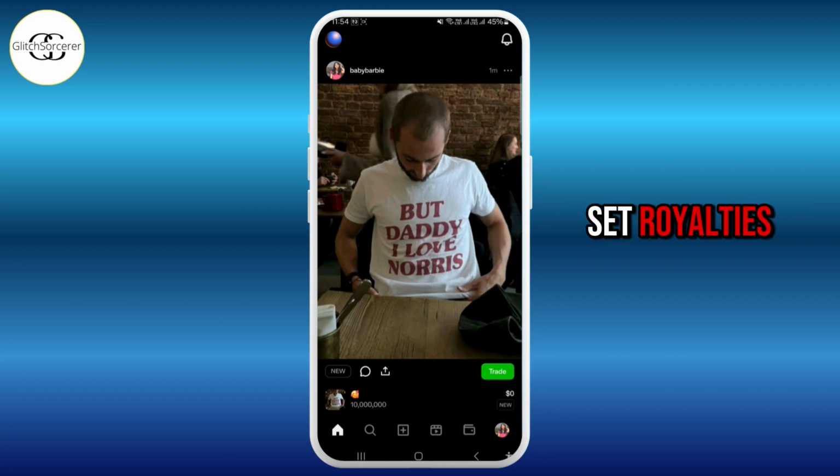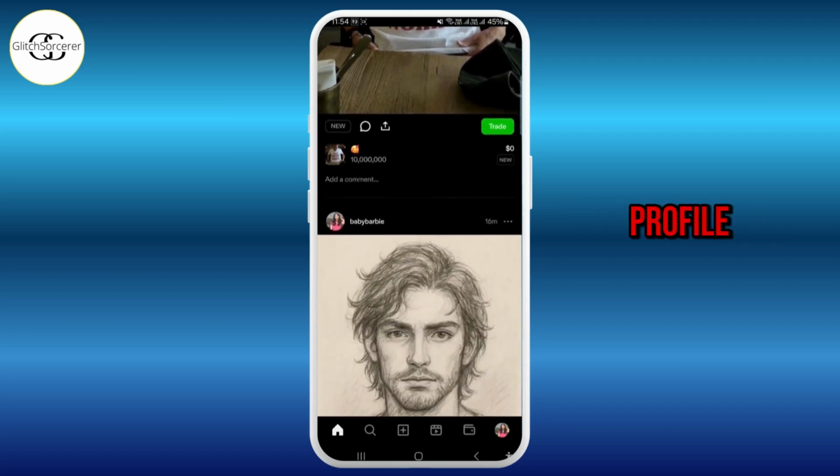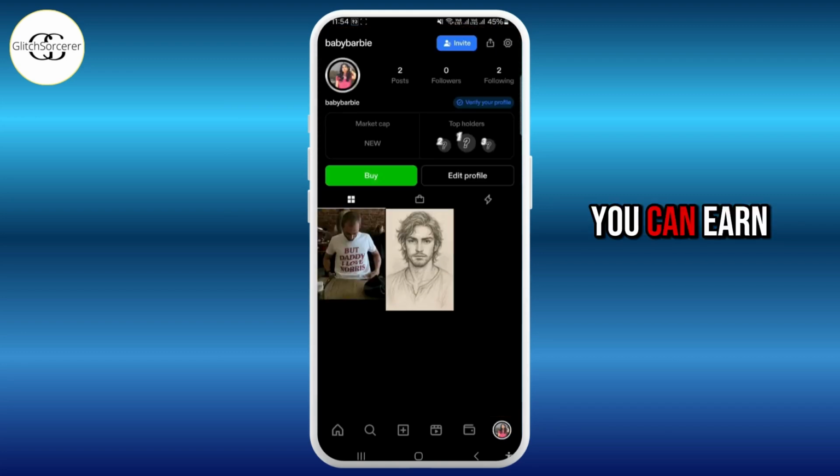You can also set royalties, ensuring you earn a percentage each time your work is resold. As you can see on your profile, there is a buy button. You can earn money when people buy your content.